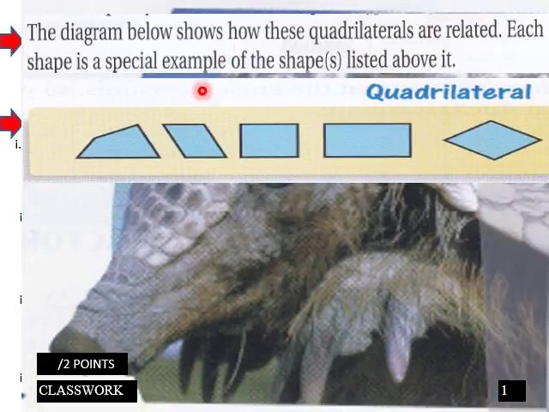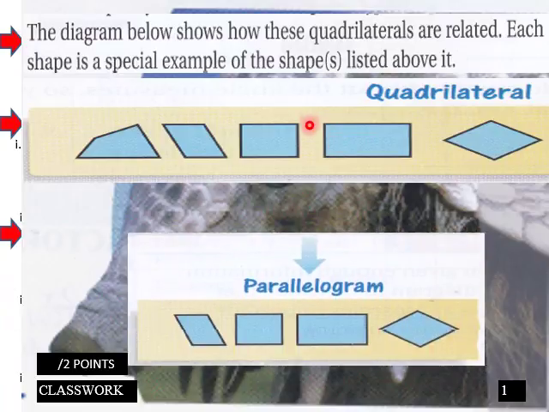The diagram below shows how these quadrilaterals are related. Each shape is a special example of the shapes listed above it. So here is a quadrilateral here. Are these quadrilaterals? Yep. That's a quadrilateral. This is a quadrilateral.